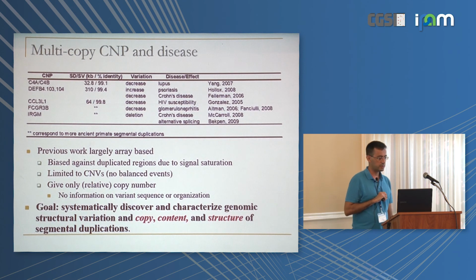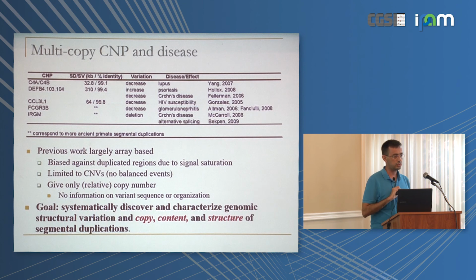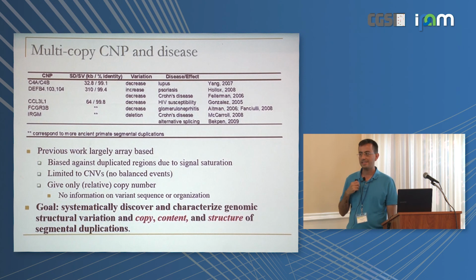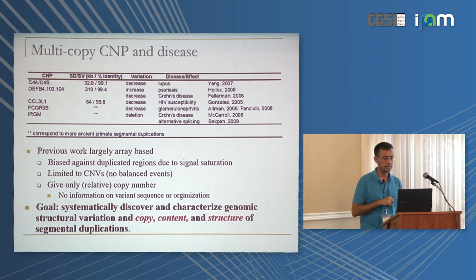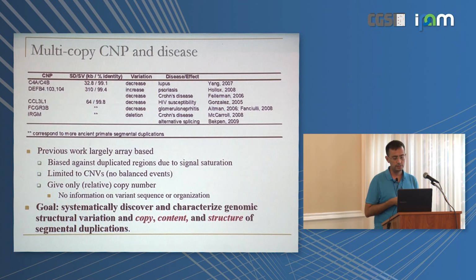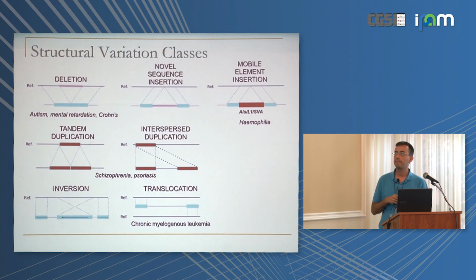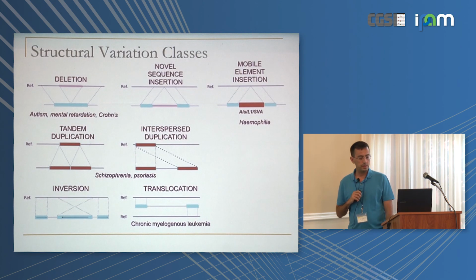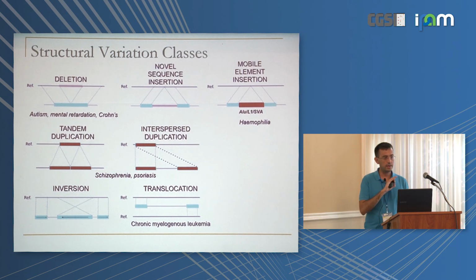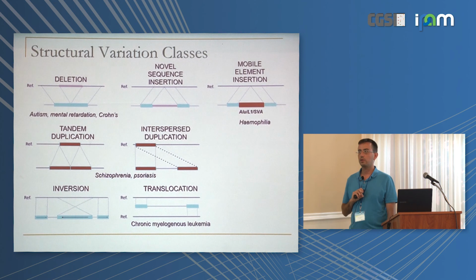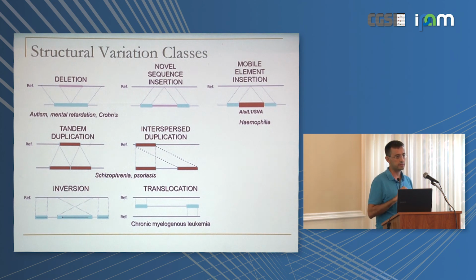When I was a postdoc at the University of Washington, my initial project was actually leveraging those next-gen sequencing technologies to assess the copy content and the structure of segmental duplications. So let's step back a little bit and talk about those structural variation classes. Again, these may be caused by segmental duplications or even large common repeats such as Alu or L1 elements.